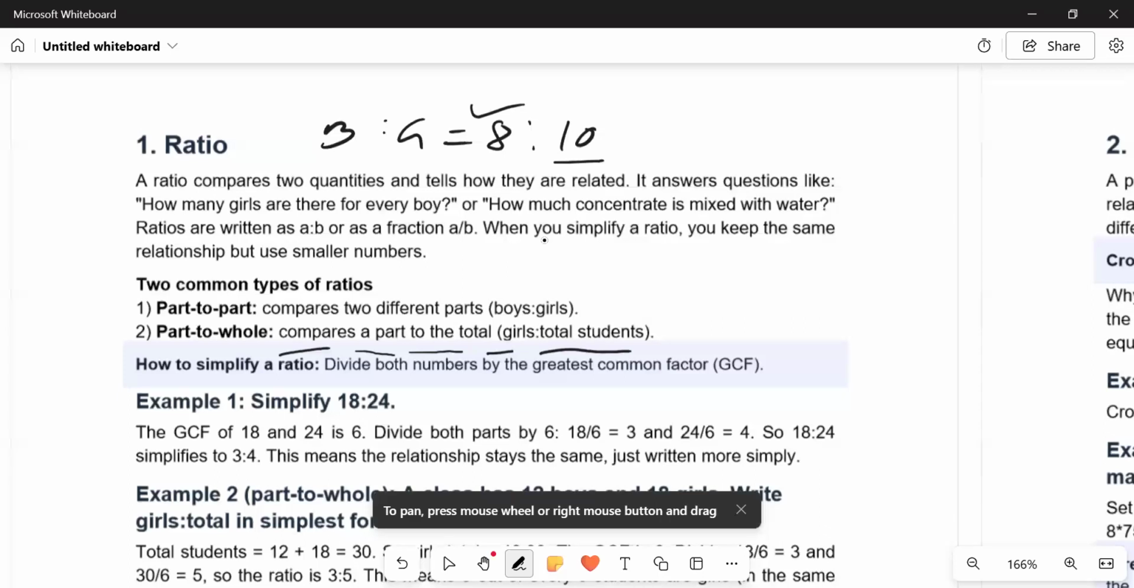And the way to simplify a ratio is to divide both numbers by the greatest common factor, GCF. How is that? Suppose the ratio is 12 over 6. So the greatest common factor here is 6 itself. So we divide both by 6 and we get 2 over 1, right? And this is what it is saying.